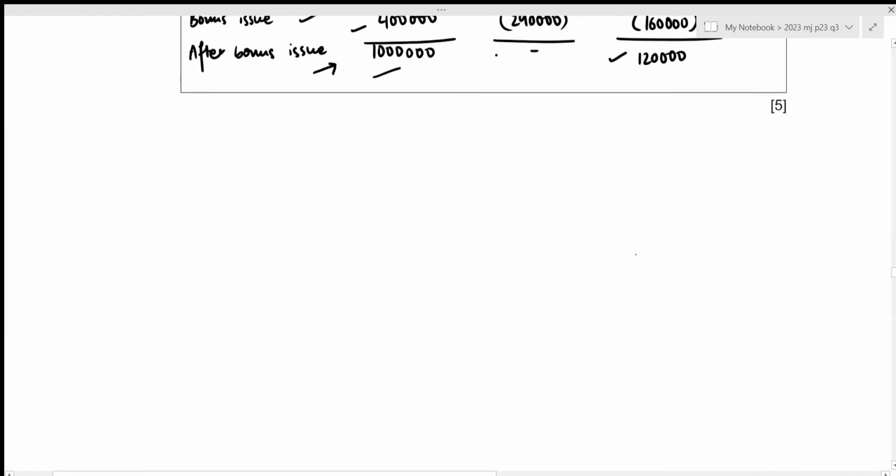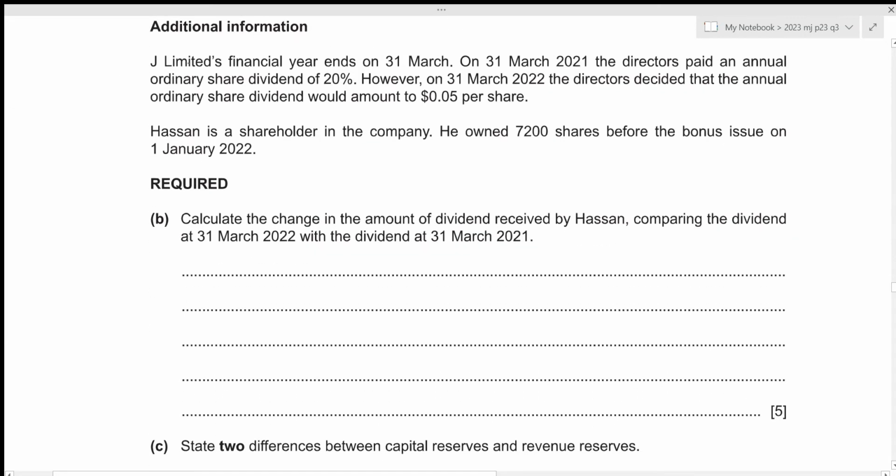Now let's move towards the second one. We're given additional information. GA Limited's financial year ends on 31st March. On 31st March 2021, the directors paid an annual ordinary share dividend of 20%. However, on 31st March 2022, the directors decided that the annual ordinary share dividend would amount to 0.05 per share. And Hassan is a shareholder in the company. He owned 7,200 shares before the bonus issue on 1st January 2022.